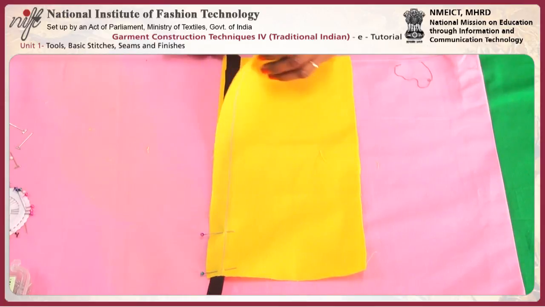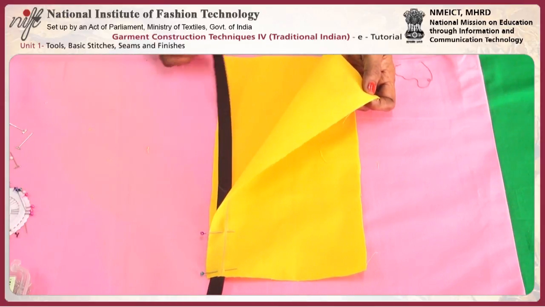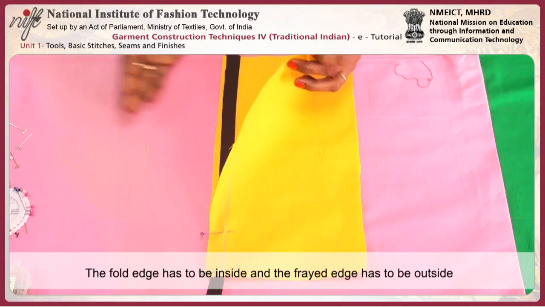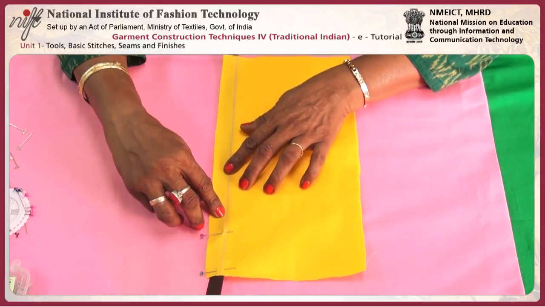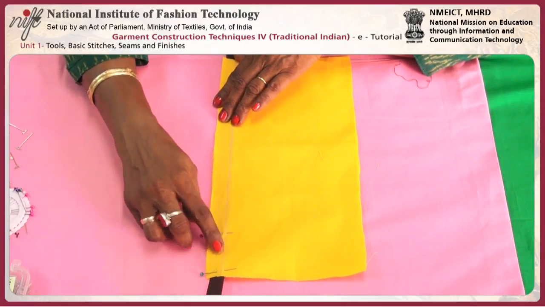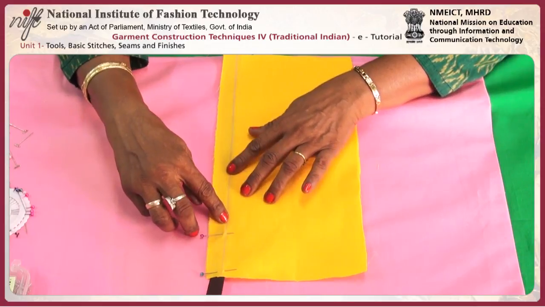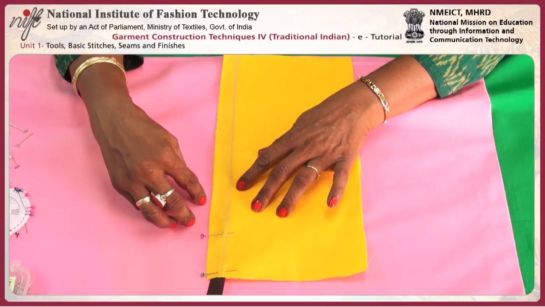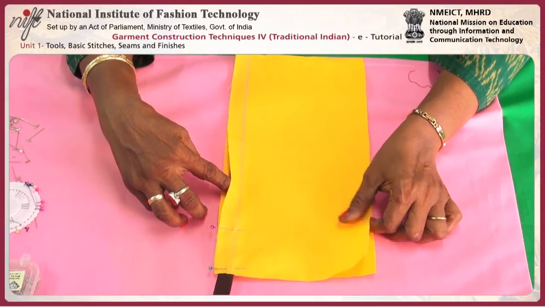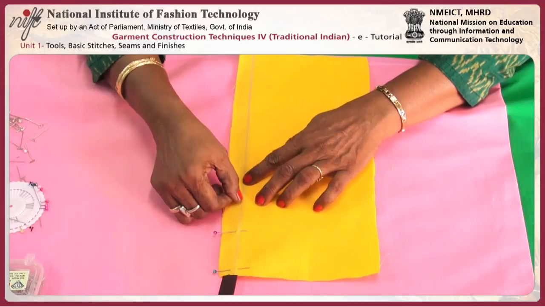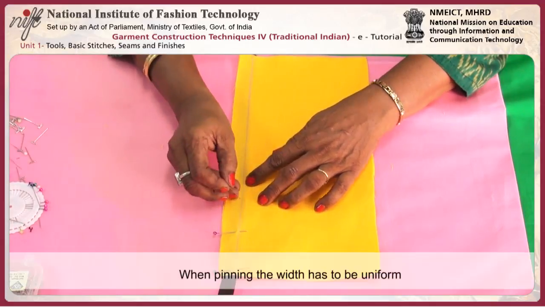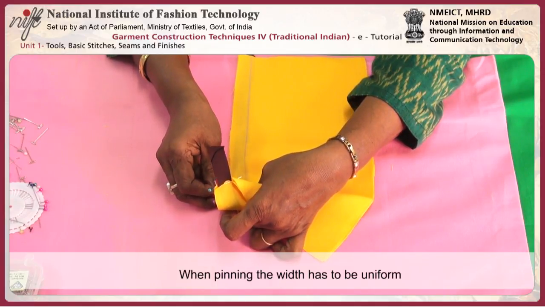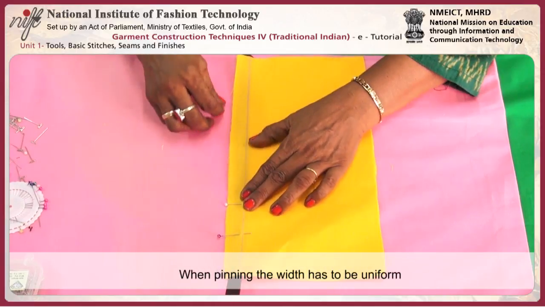So I sandwich the pipe piece, which is folded at the middle. The fold edge has to be inside, the frayed edge has to be outer, and you may see the impression and follow the width, 3/8 of an inch, as the width of the pipe, and then do the pinning, because it has to be uniform in width.